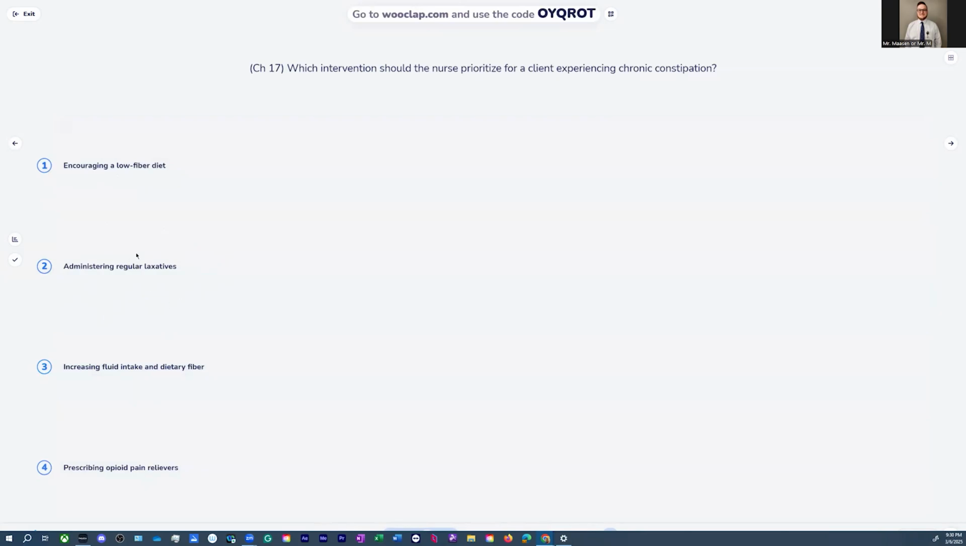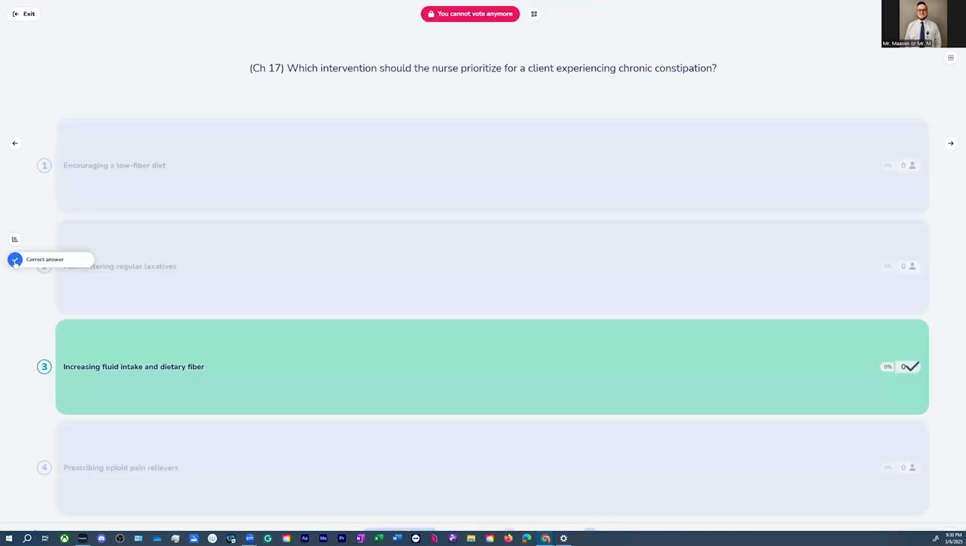It depends. Some people just need Miralax. They need some form of assistance with defecating, but we want to try to avoid that at first. So it wouldn't be a priority. And then prescribing pain relievers, the question didn't say anything about pain. They sure could be in pain, but that's definitely not going to help their constipation, right?